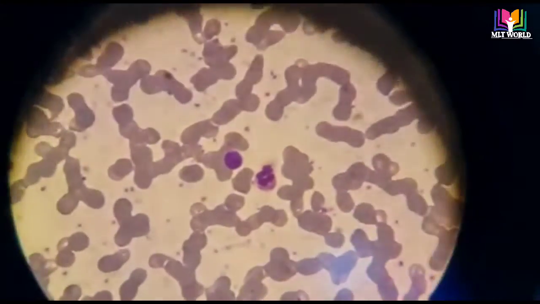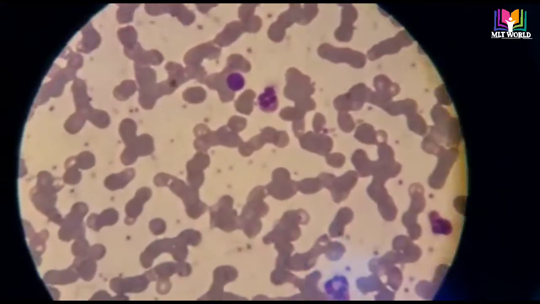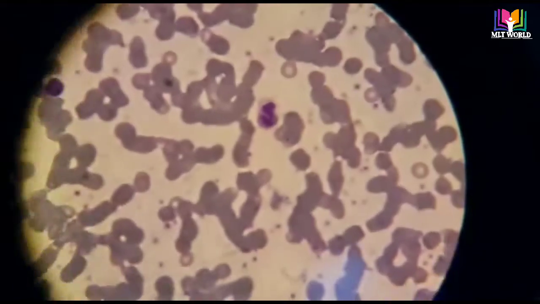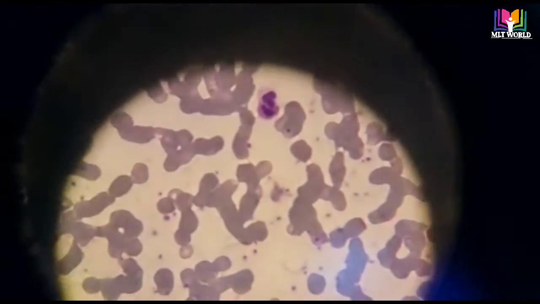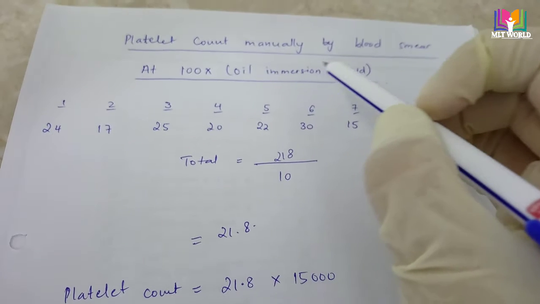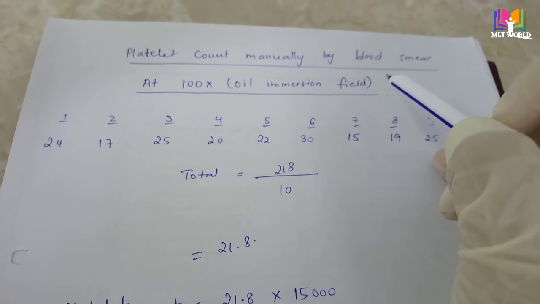In a zigzag position you have to move for 10 fields, and then in each field you calculate how many platelets are there. Then calculate each field's platelets and write them in one place. Now I will show you manually how we will calculate.